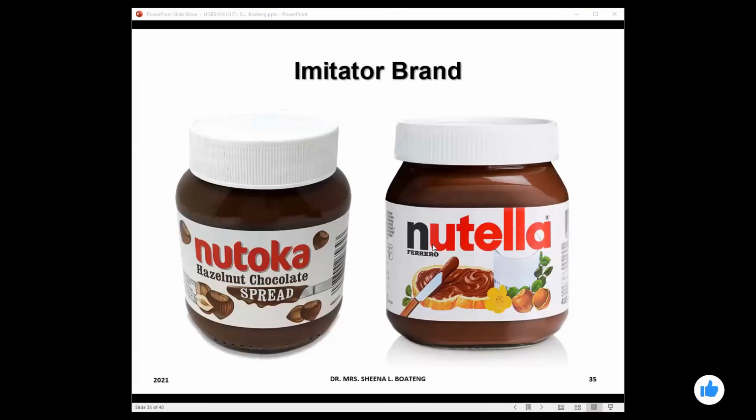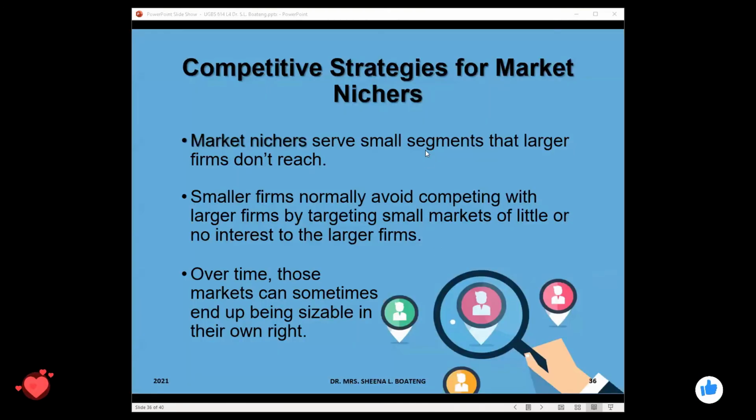Now, last but not least, we can talk about the market niches. And these are the ones who do not necessarily think about huge amounts of market share or occupying a significant portion of the territory. They basically just focus on small segments that these larger firms we are talking about in terms of the market leaders and the challengers and the followers usually ignore, right?